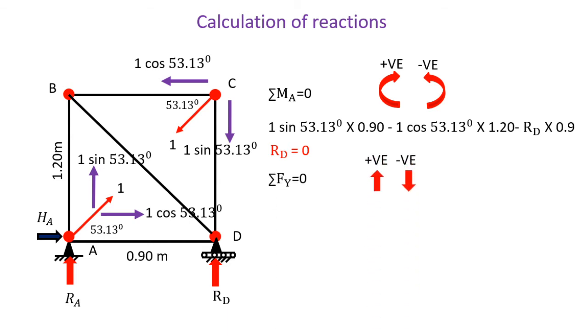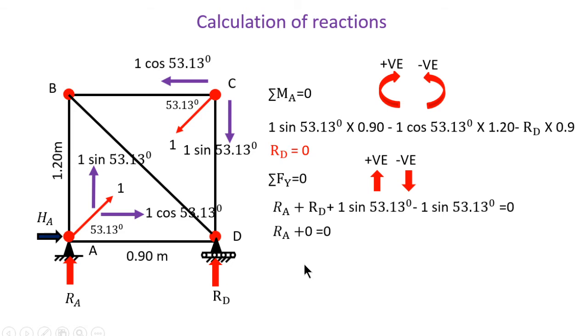Then we apply here the sigma Fy condition. Vertically upward is plus and vertically downward is minus. So here RA is vertically upward, RD is vertically upward. Then here this 1 sine 53.13 is vertically upward, that is why it is a plus, and 1 sine 53.13 is vertically downward, that is why it is a minus, equal to 0. So here this gets cancelled out, minus plus, and RD equal to 0, that is why we can say that RA is equal to 0.